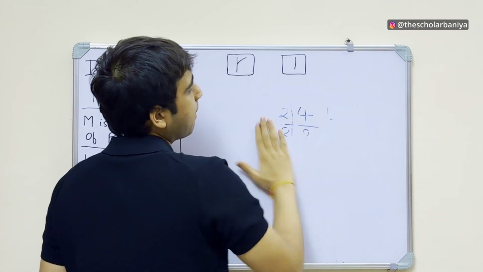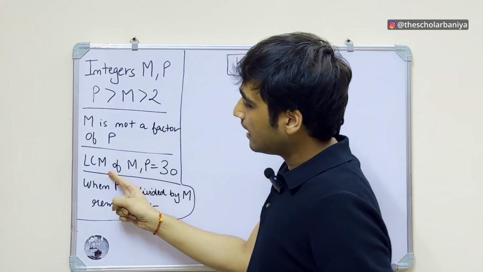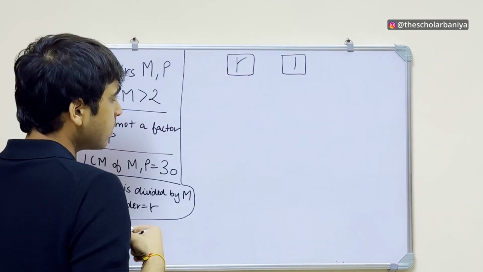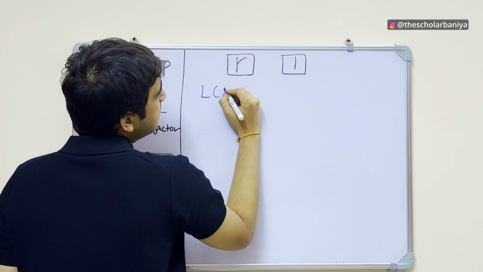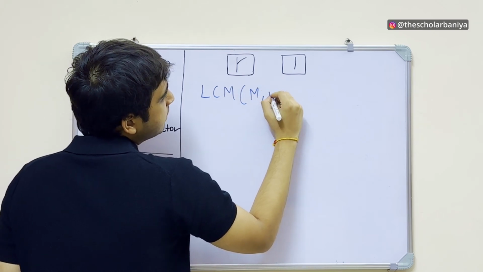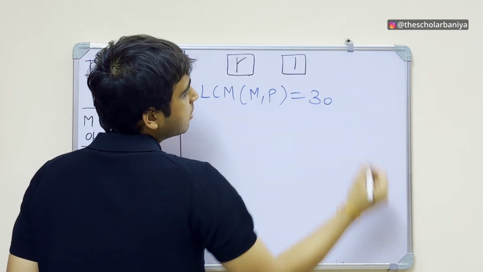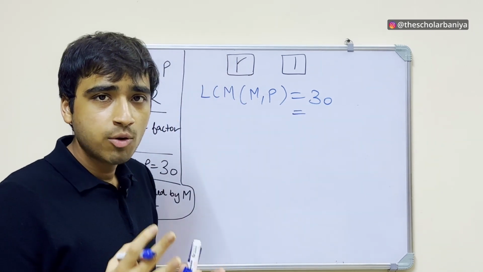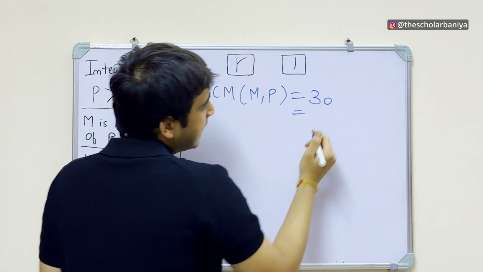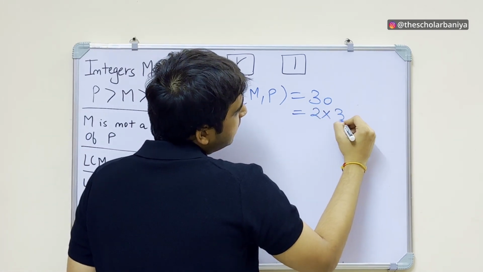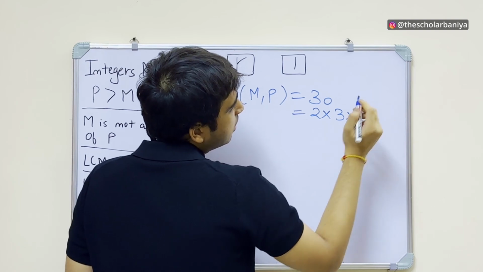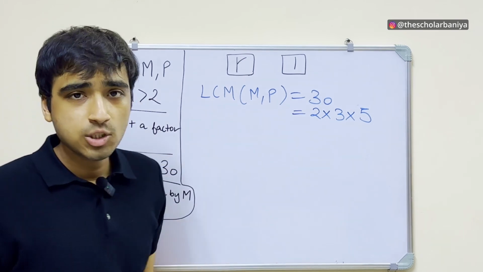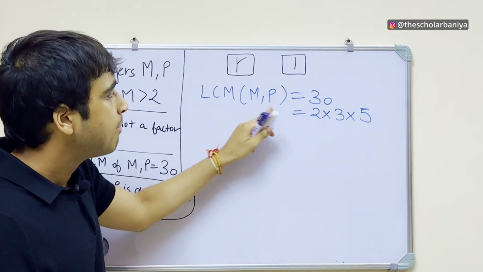Now tell me one thing. Over here we are given that the LCM of M and P is 30, right? So what is 30? 30 can be written down into its different prime factors, right? So 30 can be written as 2 into 3 into 5. I hope this should be clear. 2 3s are 6, 6 5s are 30. So the LCM of M comma P is this, right?